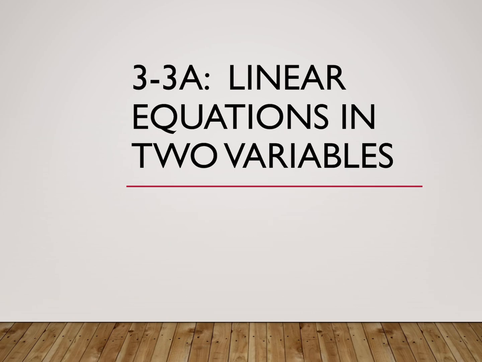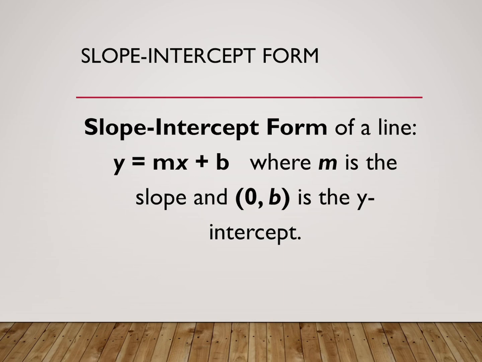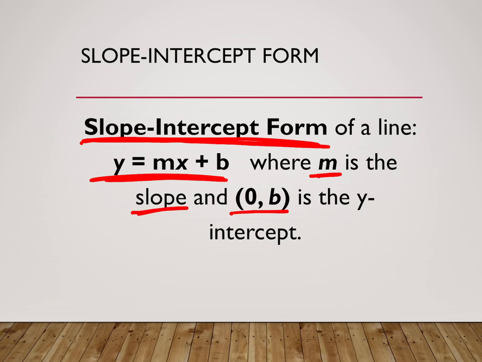All right, today we're going to look at some more linear equations, graphing and writing equations. Everything we do today is going to be around slope-intercept form. So slope-intercept form is our y equals mx plus b. M is the slope, and (0, b) is our y-intercept, or the b part of our equation, but it's written as an ordered pair.